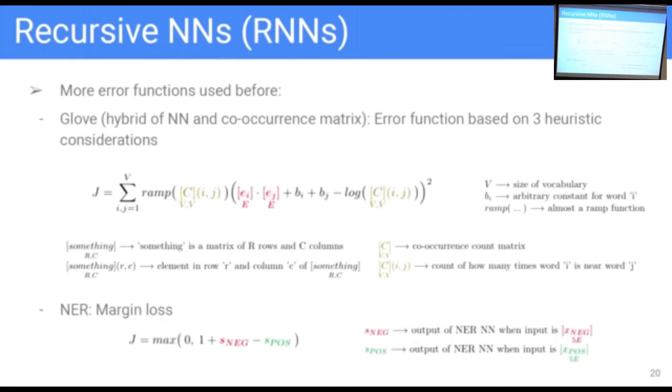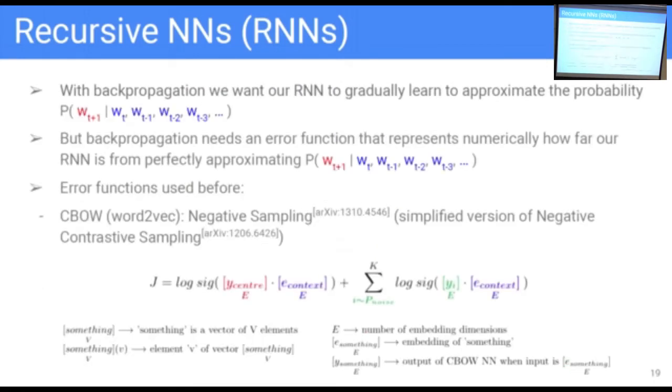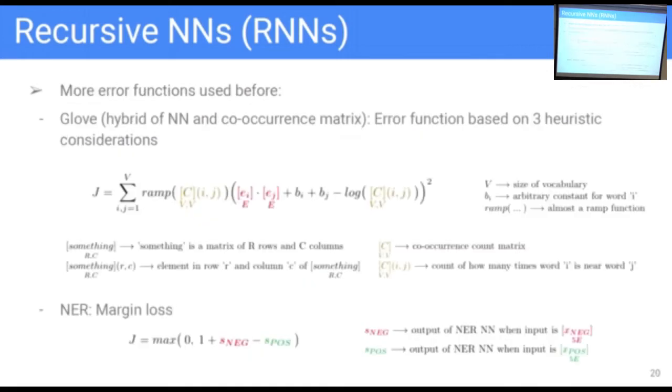So this was the loss function that we were using in word2vec. Then in GloVe we were using another, a bit more exotic error function, which the authors were trying to justify with some equations, but in reality it is mostly heuristic. So we have a ramp function of the count of how often one word appears next to another, or how often two words appear in the context of each other.